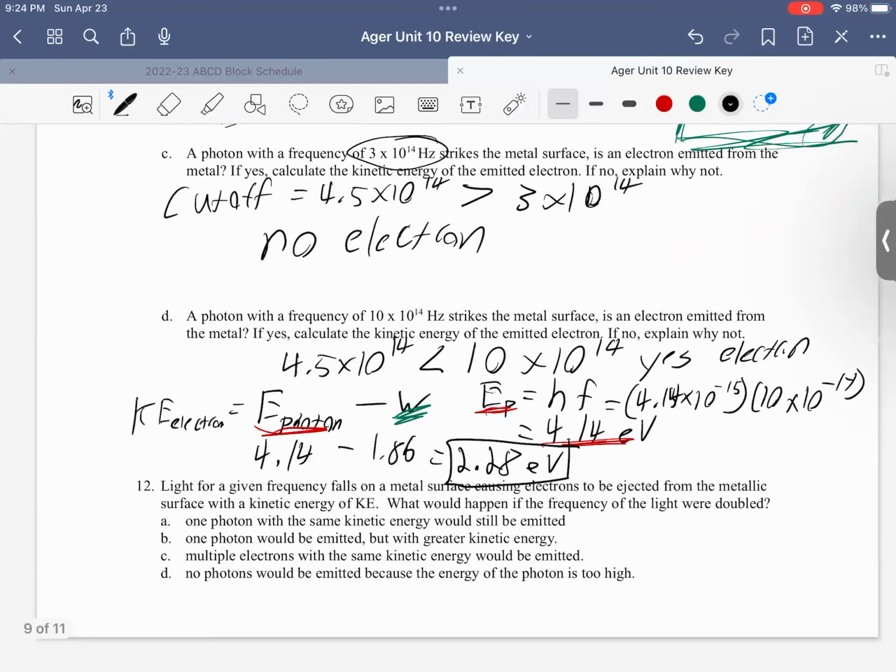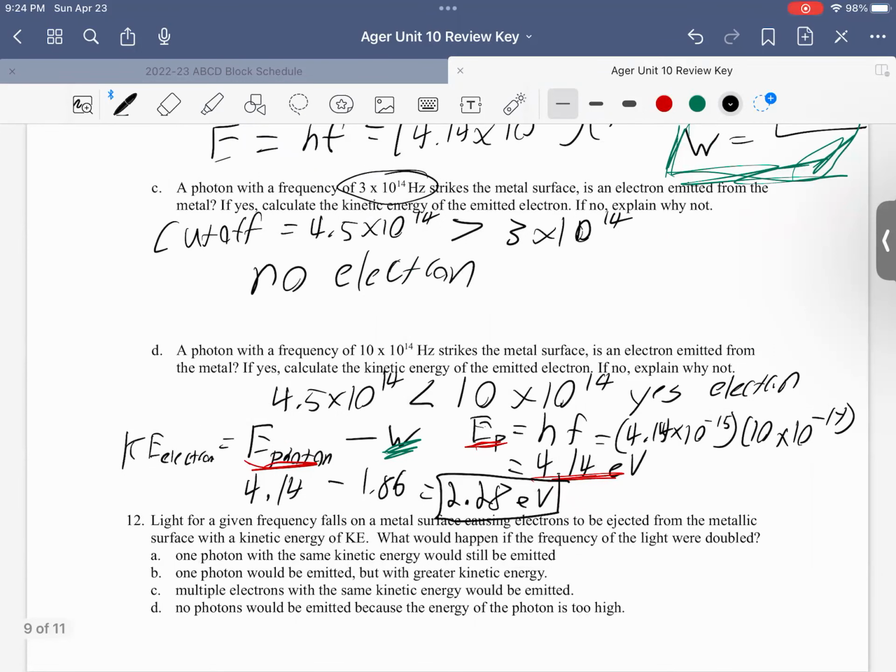That's it. All right, finally, light for a given frequency falls on a metal surface, causing electrons to be ejected from the metallic surface with some kinetic energy. What would happen if the frequency of light were doubled? Your initial thought would be, if you double the light energy frequency, you double the light energy, therefore you double the kinetic energy. But that's not true. It won't fully double. It'll actually be even more than that.